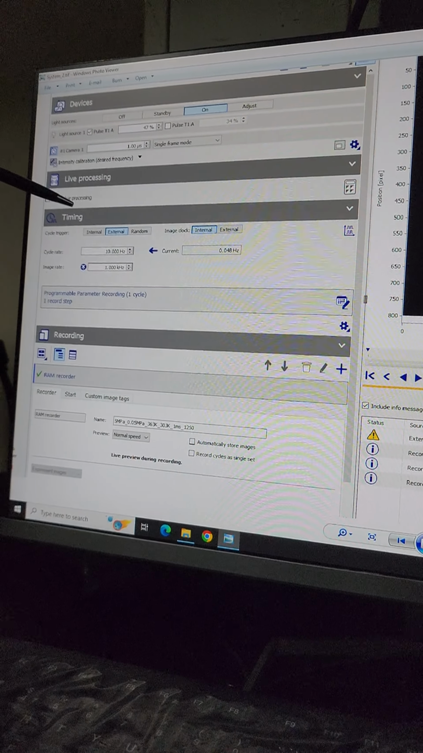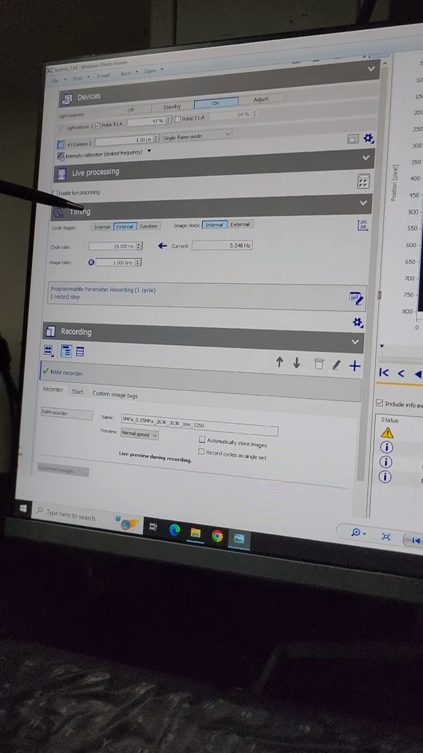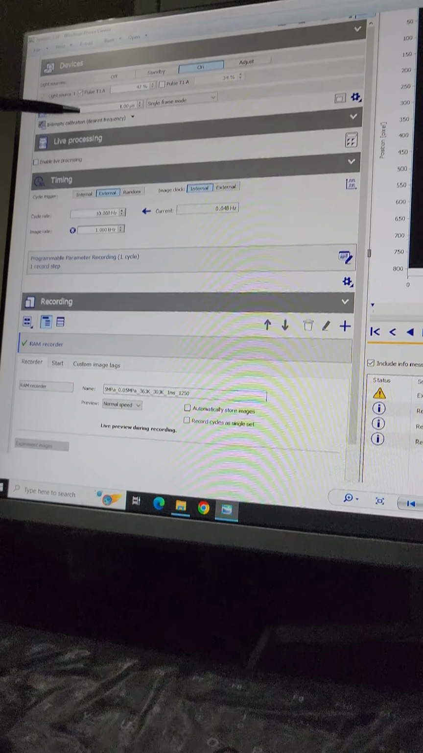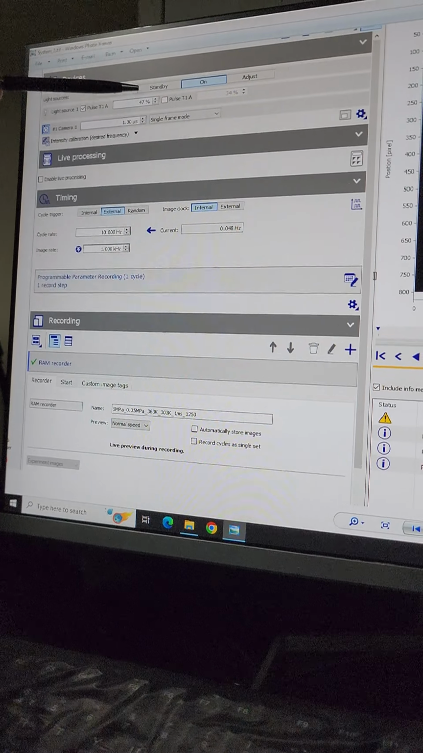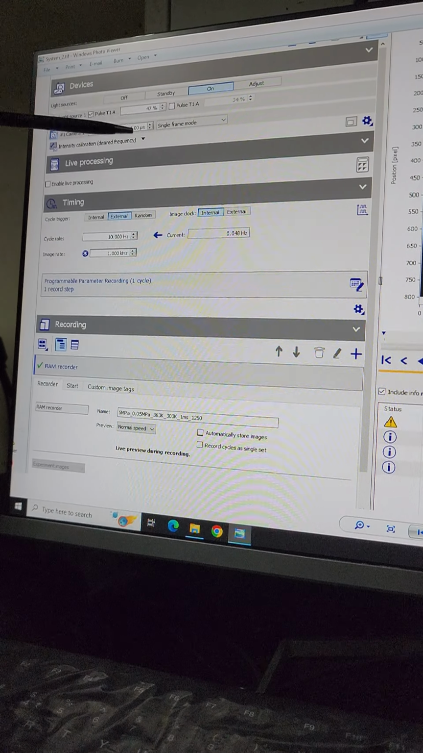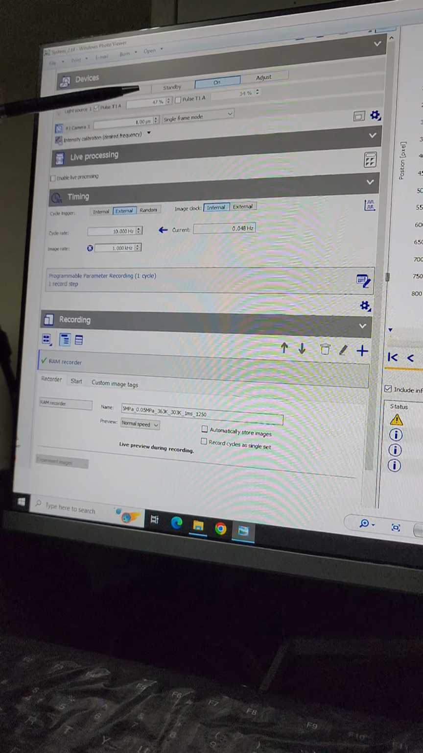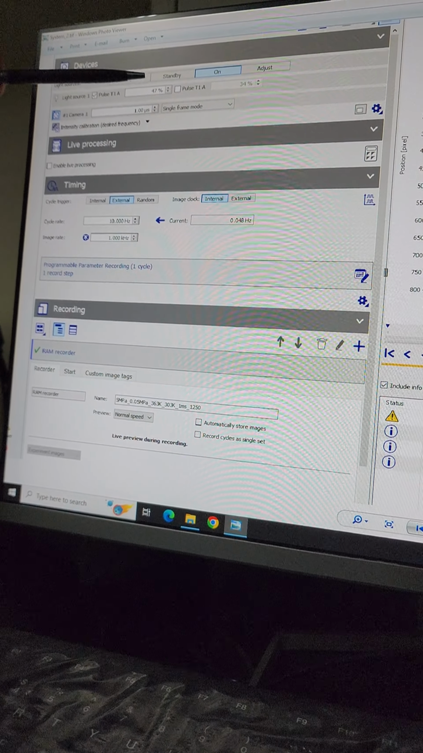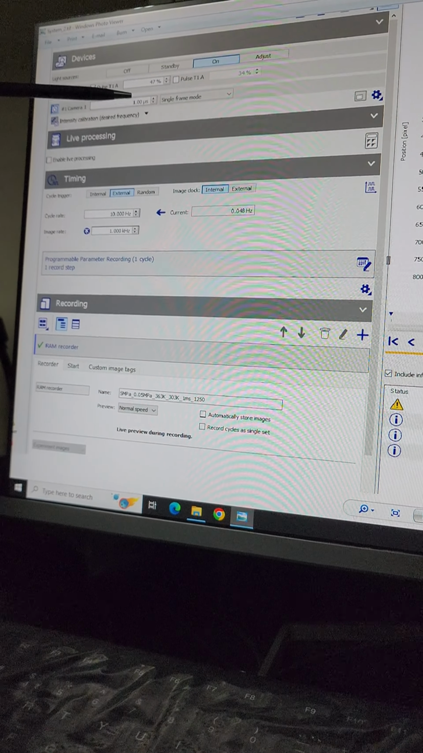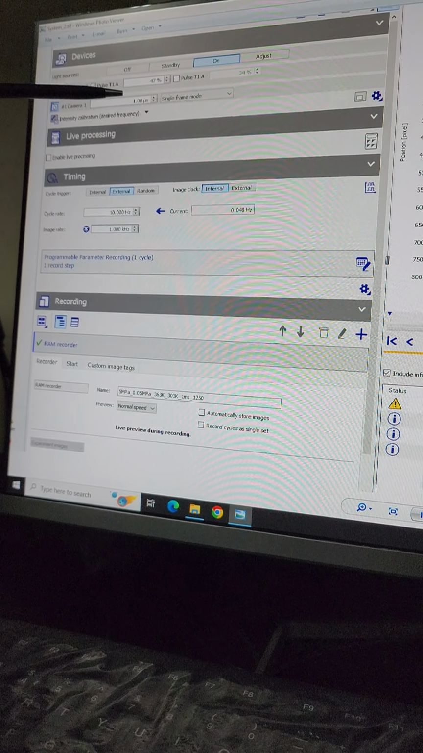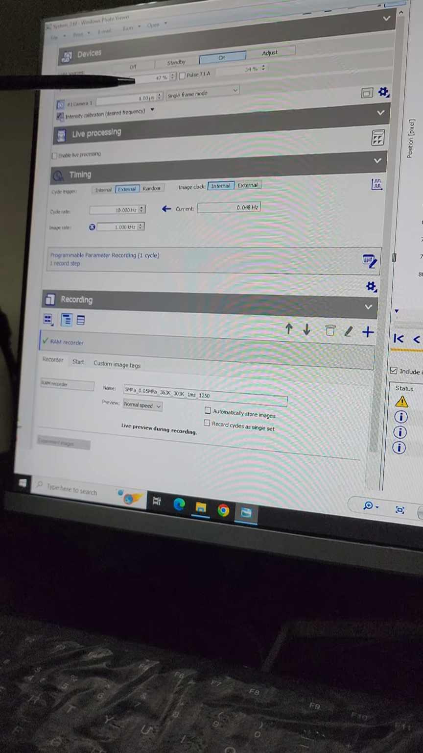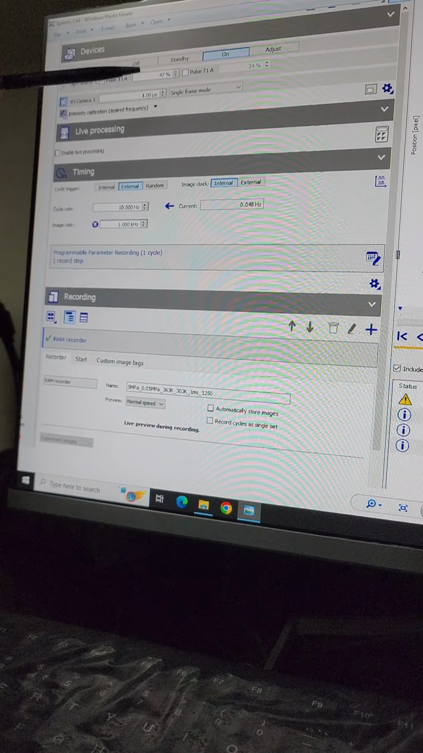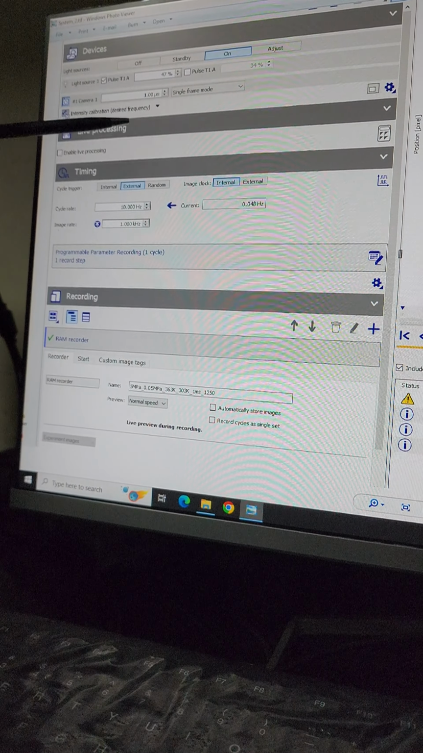So we have the different options given here, like the exposure time and the intensity of the laser. All these things are important. If we increase the intensity of the laser, sometimes it oversaturates the images. The camera exposure time is very important. In order to freeze the movement of the spray, we always have to keep a lower exposure time.